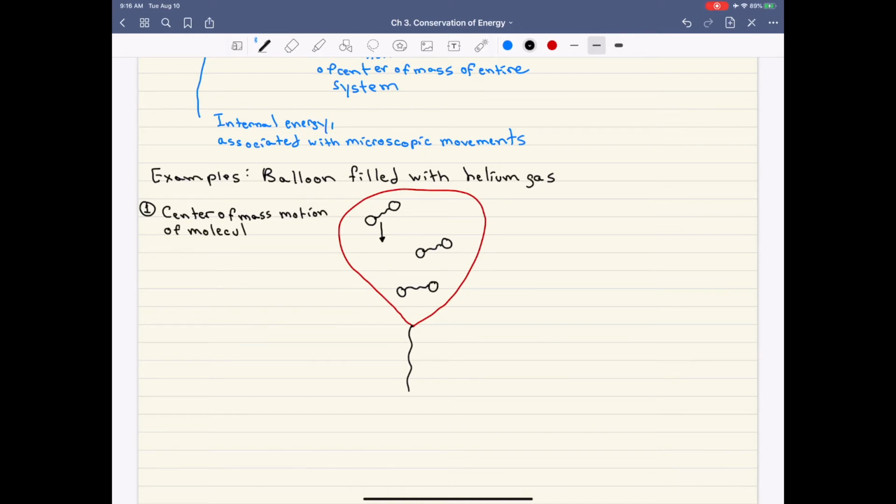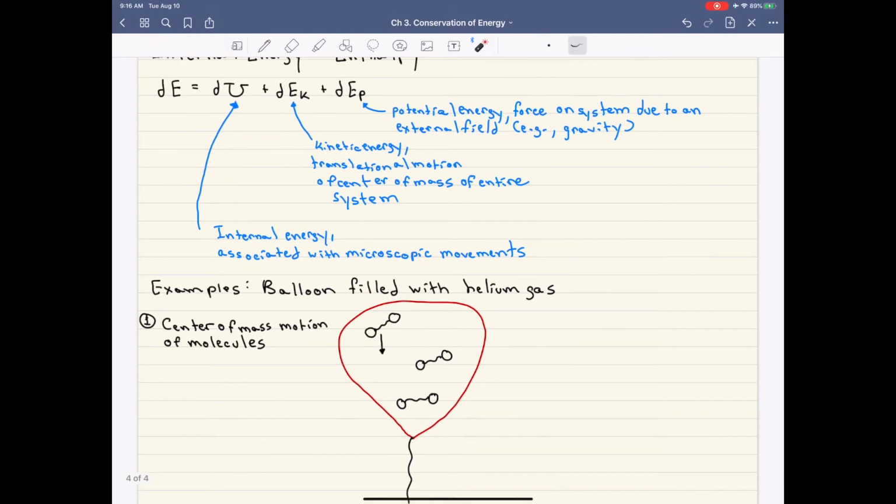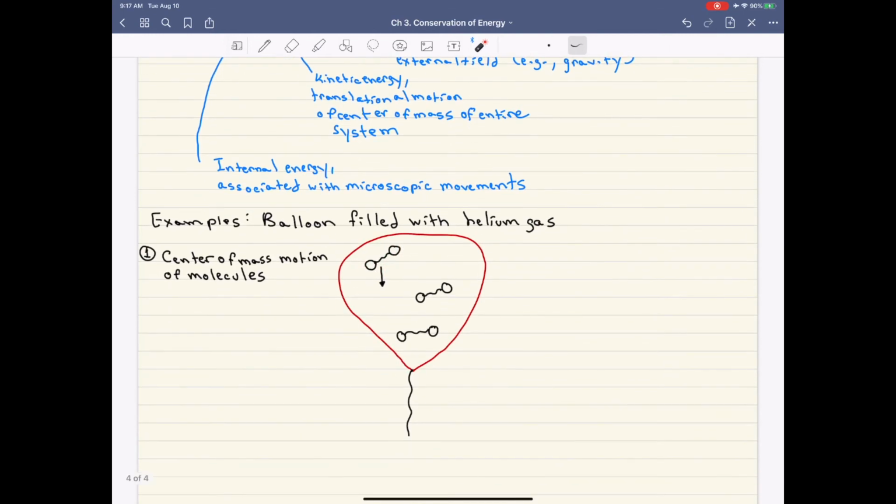You could think of it similar to the kinetic energy term dEk in our energy balance. But rather than talking about the movement of the entire system, the entire balloon, we're talking about the movement of an individual molecule. That's one type of way that the molecule can move around. The other type of way has to do with the little bond that we have here.